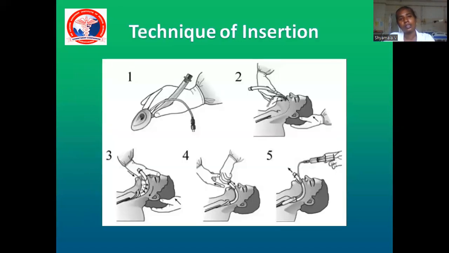Okay, this is how you have to hold the laryngeal mask airway. See how he is holding. He is holding like a pencil. You have to hold it like a pencil, and the aperture should face above.